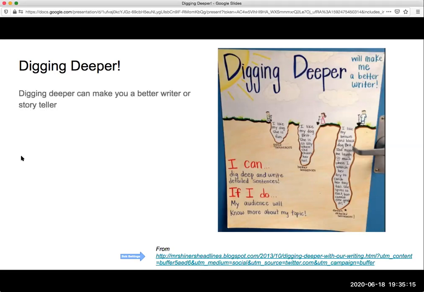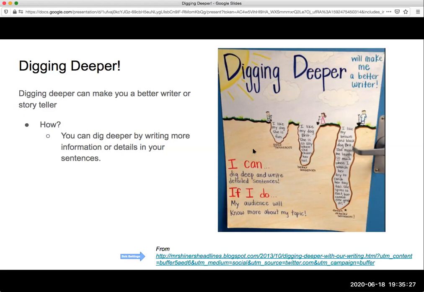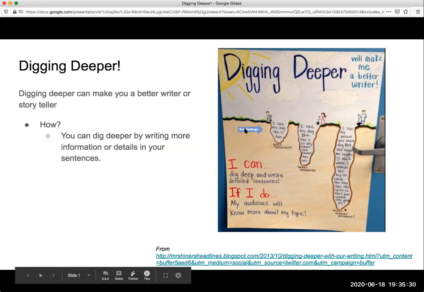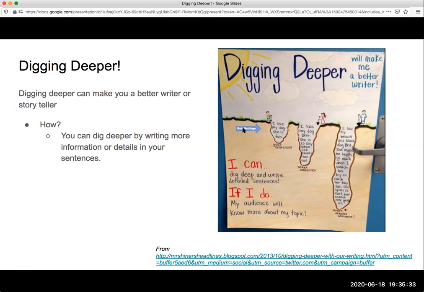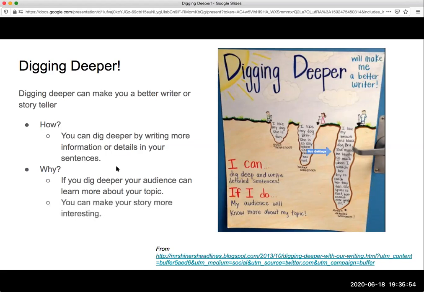So digging deeper can make you a better writer or a better storyteller. How? You can dig deeper by writing more information or details in your sentences. You can see here that the first time the student wrote this sentence, it was very short, and then she put more information, and then she looked at it again, and she rewrote it for the third time, and she put a lot of information on it the third time. So why dig deeper? If you dig deeper, your audience can learn more about your topic. And you can also make your story more interesting to the people who read it.